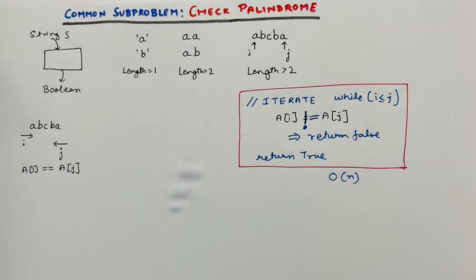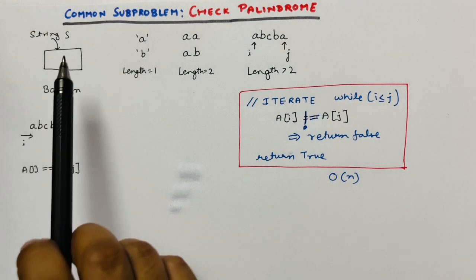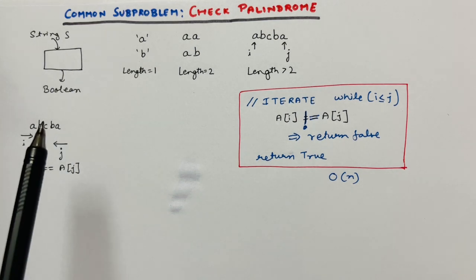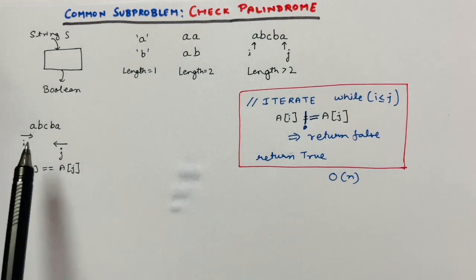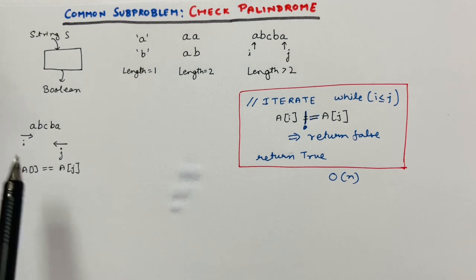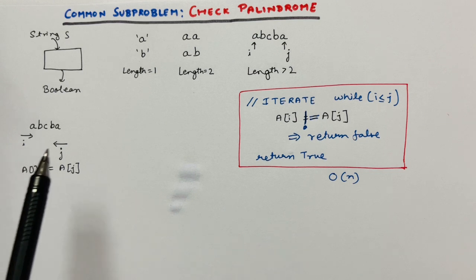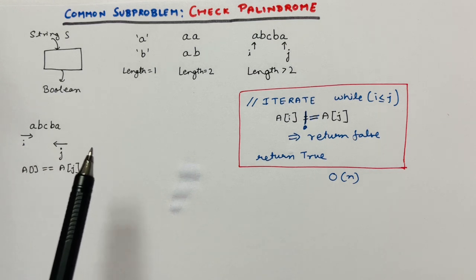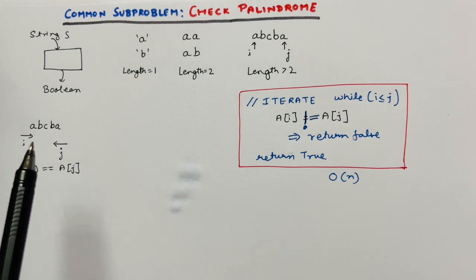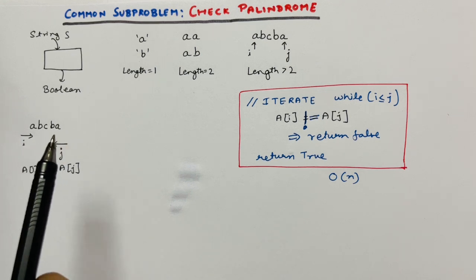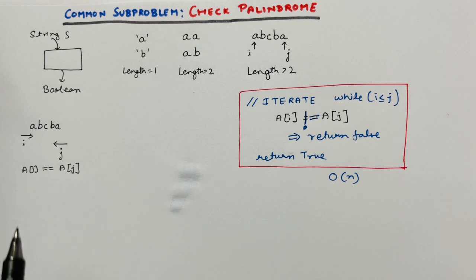This is a very common problem where we are given a string S and we have to check whether this string is a palindrome. Now first of all, what is a palindrome? Consider this string. This string is a palindrome. Why? Because if I read this string from left to right or from right to left, in both cases I will see A, B, C, B, A. Therefore, this string is a palindrome.